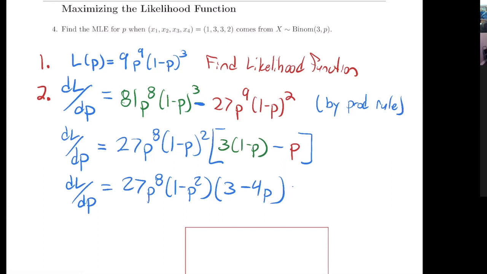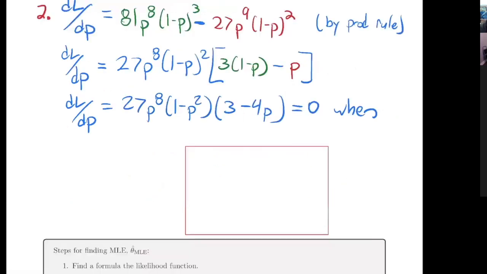So this is going to equal 0 when p is equal to 0, is one possibility. That would make the first factor 0. This factor over here tells me p equals 1 and p equals -1. Those are other zeros to consider. And then from the last factor, we have 3/4. So these are our critical points.